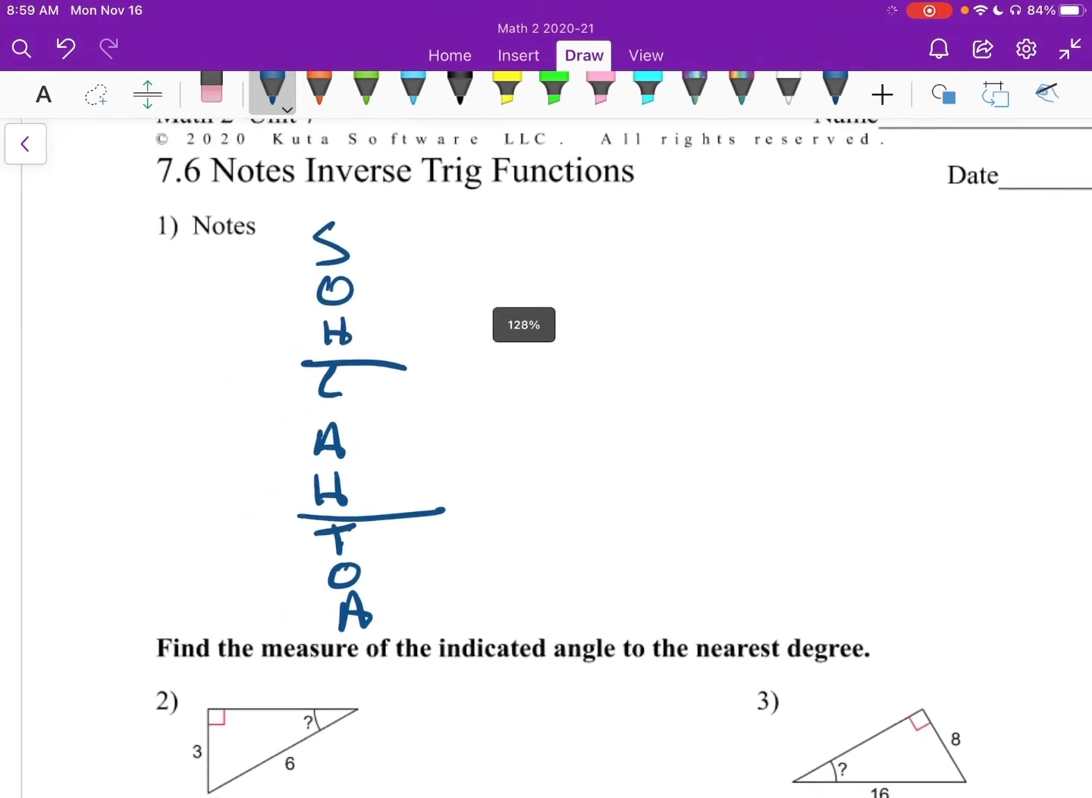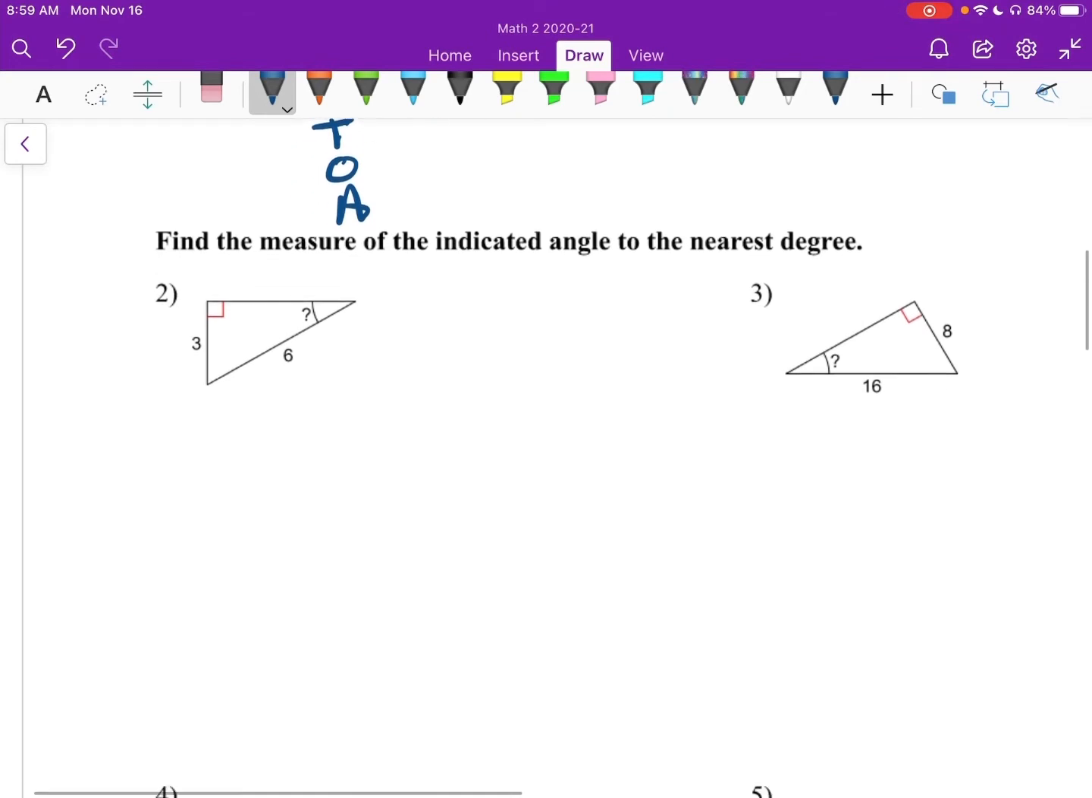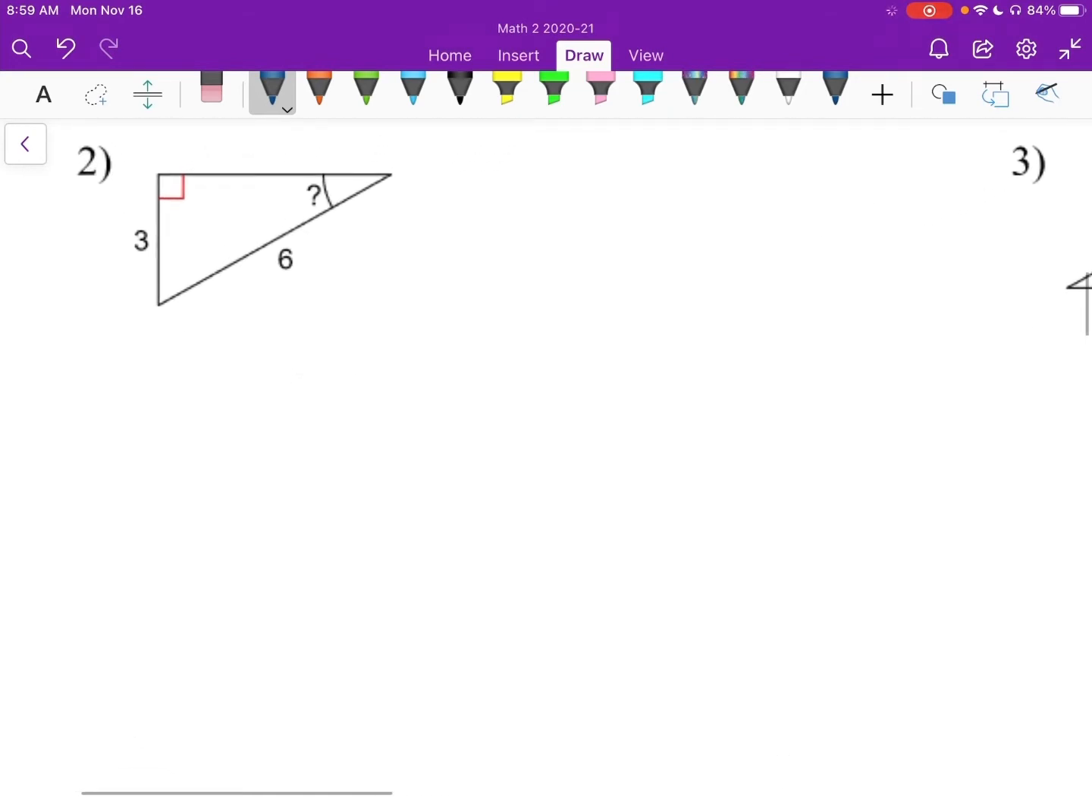All right, let's dive into the first problem. So this time our variable is our angle. So that's going to change the problem a little bit, right? The last unit, or the last section, the variable was always a side length. So this changes it. We label these, here is a side opposite, and here's the side hypotenuse.